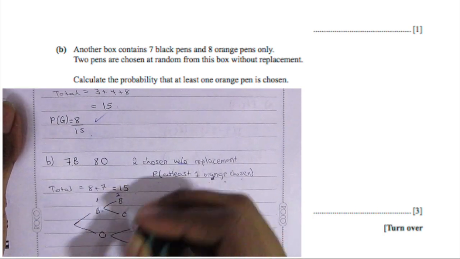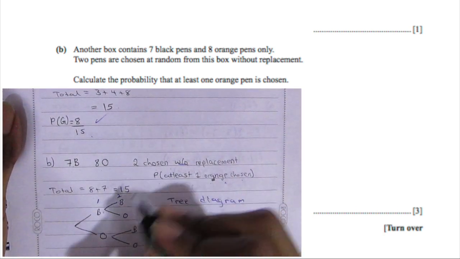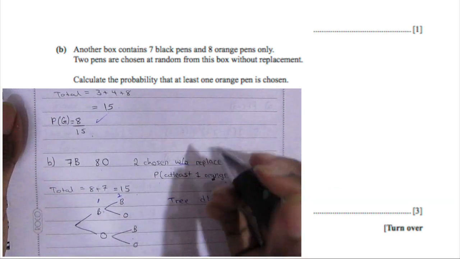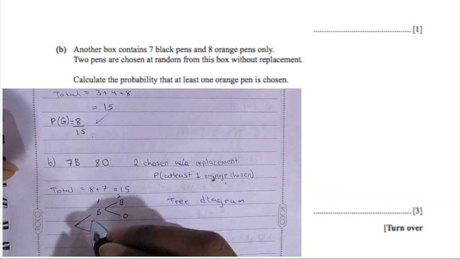So the total is 15. And what I did now is write out a tree diagram. So the first time you pick it out, you have 2 options. You're either going to get a black or an orange.